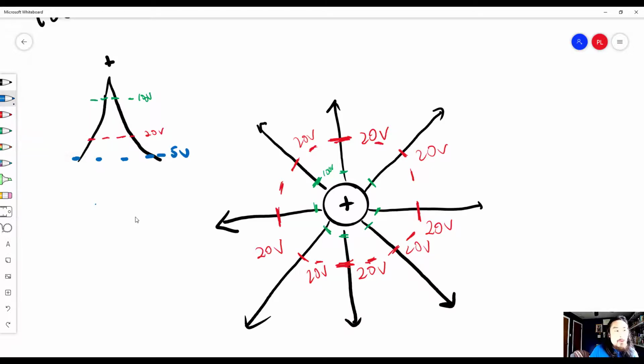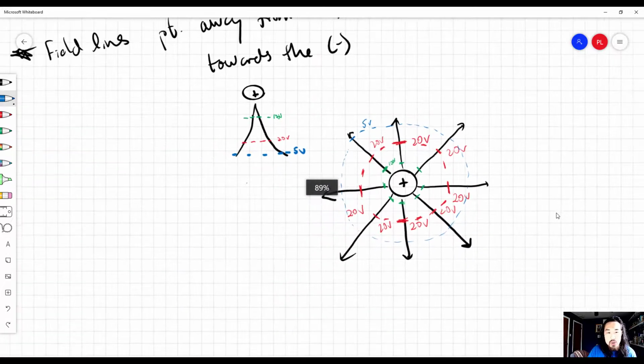So if we take a look at this, we can see that if the charge is all the way here, the 5 volts is the furthest away. And so I'm going to draw my 5 volt equipotential the furthest away from the 100 and the 20. That blue ring will be my 5 volt, and that's how we would draw it for a positive charge.